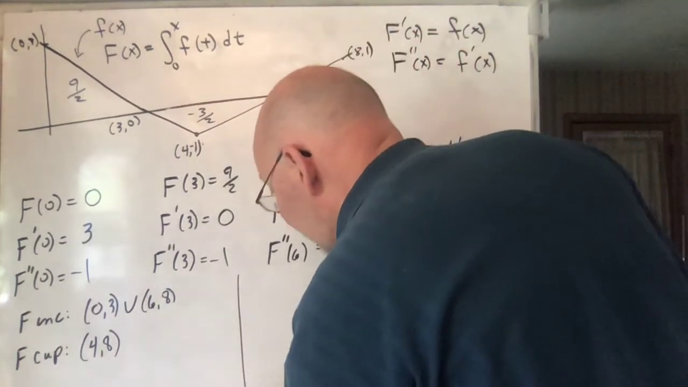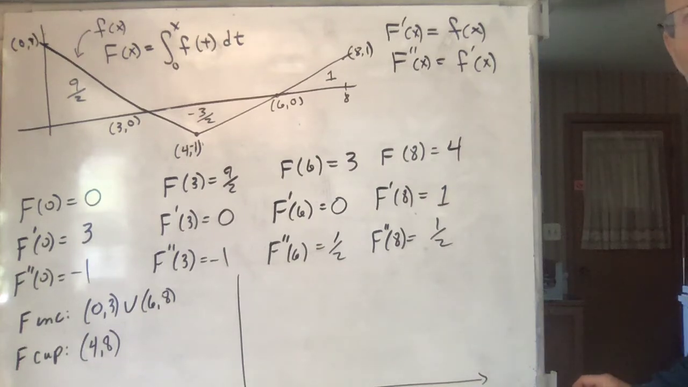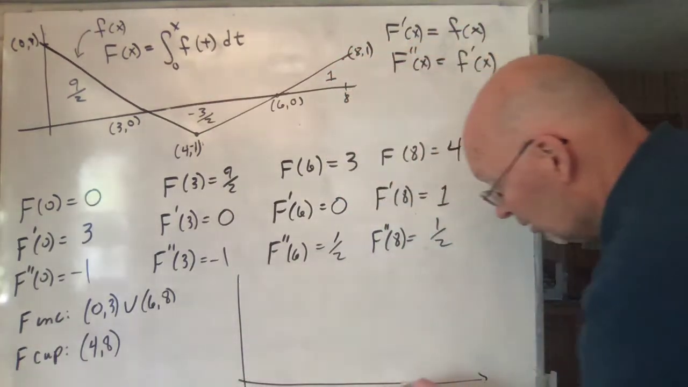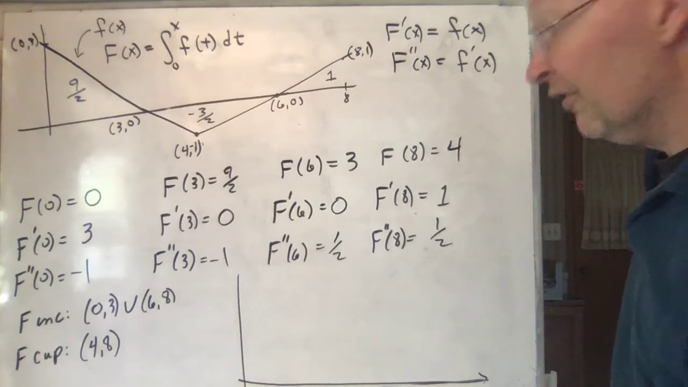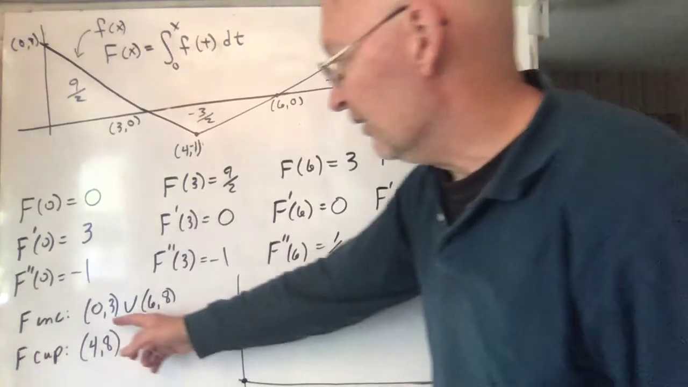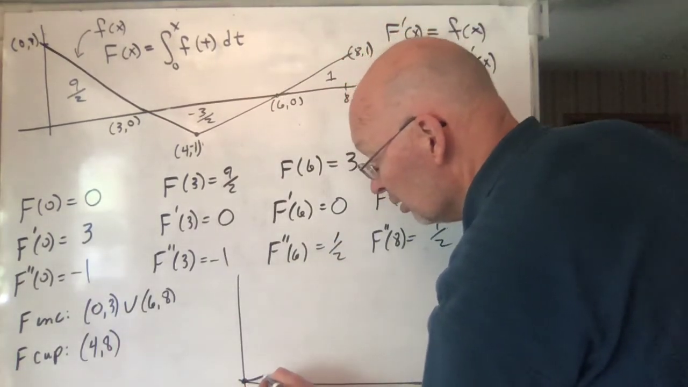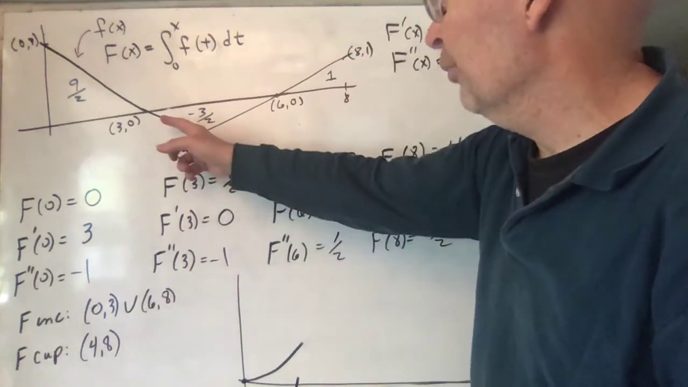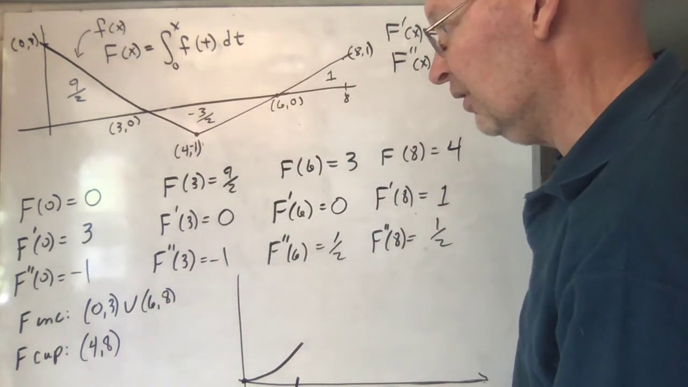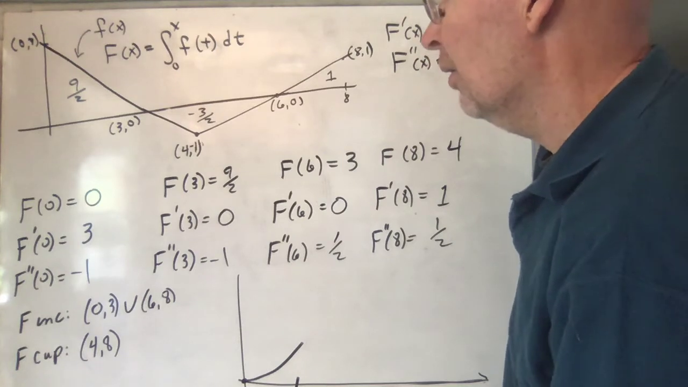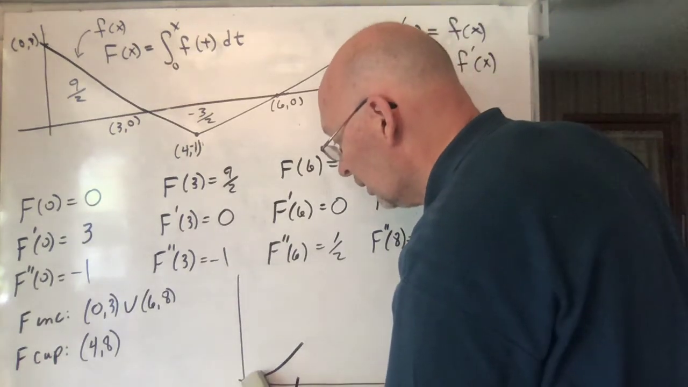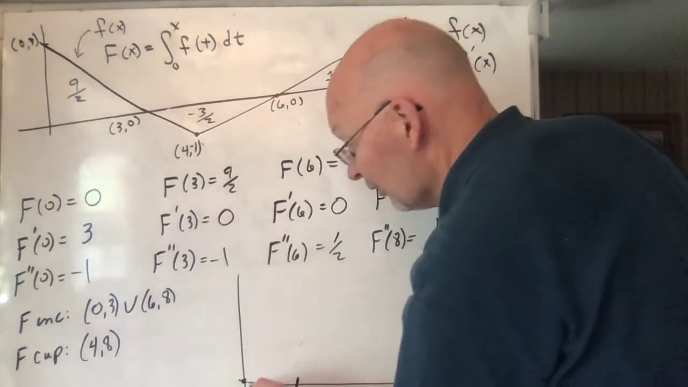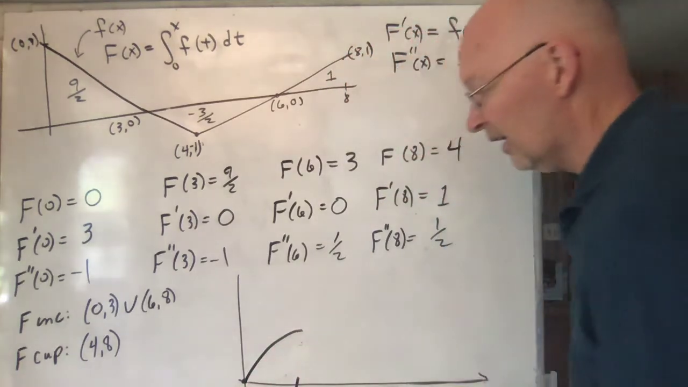Okay? So if we put all this together, what do we have? We have ourselves a function that starts at 0. There you are at 3. Oh no, wait a second, I'm sorry, it's increasing and concave down. It's concave down until you get to 3. So there it's increasing and concave down until you get to 3.